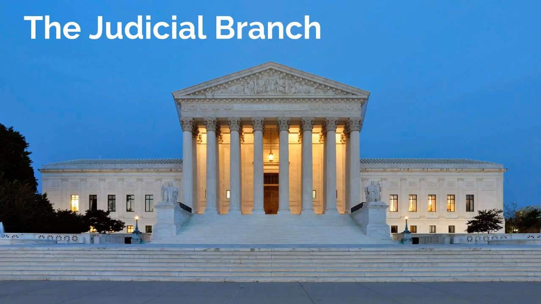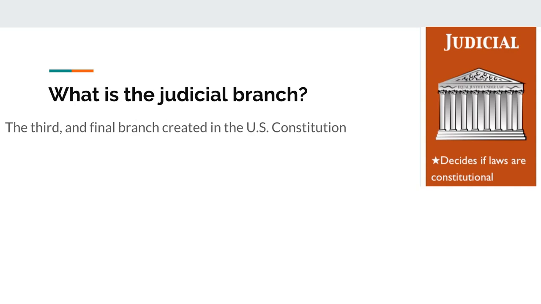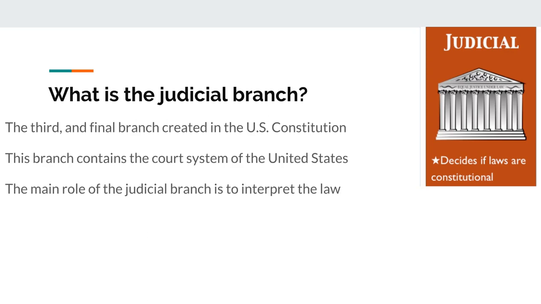or something like that. Most of the time, the judicial branch is not as prominent in the news as the president or Congress is. So what is the judicial branch? It's the third and final branch created in the U.S. Constitution, created in Article 3. And this branch contains the court system of the United States. The main role of the judicial branch is to interpret law.